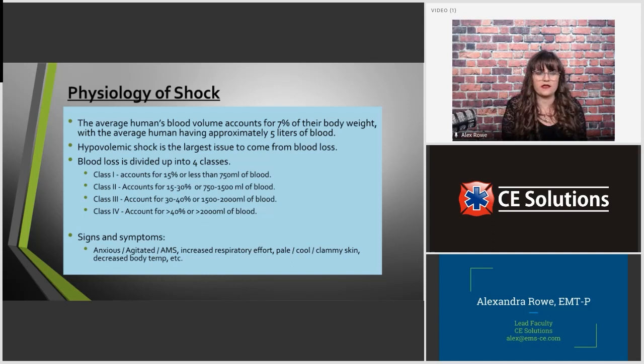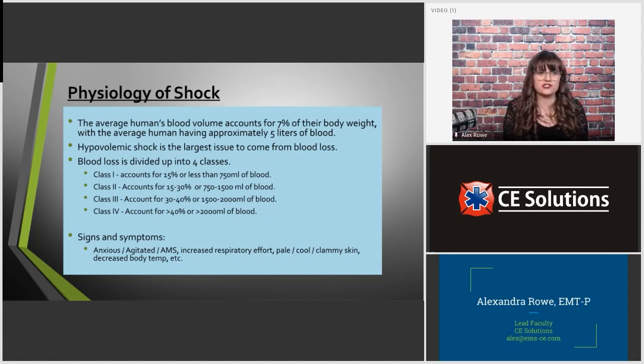So the average human's blood volume accounts for 7% of their body weight, with the average human having about 5 liters of blood. I was always taught for an adult patient that you have 70 milliliters per kilogram of blood volume. For a pediatric patient, there's 90 mLs per kilogram. And that's how you can estimate how much blood is in someone's body, because someone who's, say, 4'8" and weighs 100 pounds does not have the same blood volume of someone who is 6'2" and maybe 220, right? Totally different blood volume there.